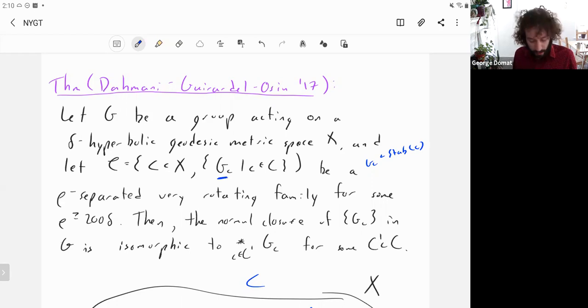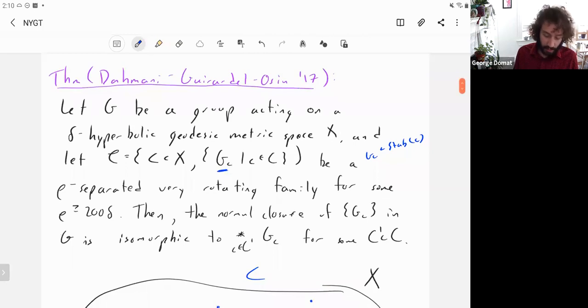And this collection needs to satisfy some conditions. It needs to be rho separated, which just means all the points in C are separated by rho. And it needs to be very rotating. I'll give a strict definition later, but I'll give some intuition in a second about what that means. That's some condition on these groups G_c and how they act. And if this is true for some big enough rho, then you take the normal closure of this set of vertex stabilizers. I'm saying this in quotes because they're not exactly the full stabilizers, but they're subgroups. And then the normal closure of this is isomorphic to a free product of these groups, again for some subset.